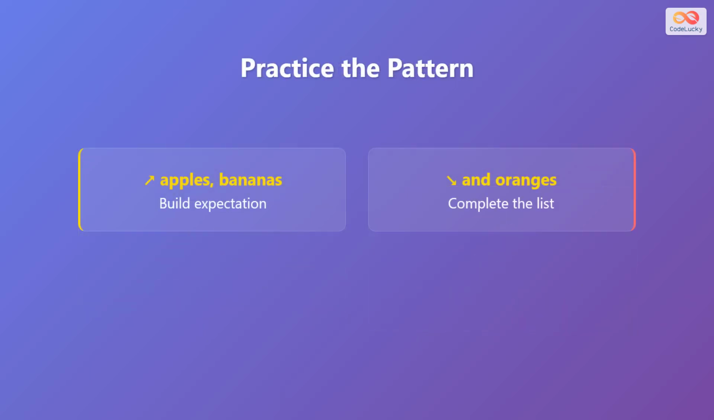Now it's your turn to practice. Say apples, bananas, and let your voice rise as you speak these words. Feel your pitch going up, then say and oranges and let your voice fall down. Drop your pitch. Practice this many times. Say other lists too, like cats, dogs, and birds. Keep the same pattern, rise for the items, fall for the last one. Practice makes perfect.